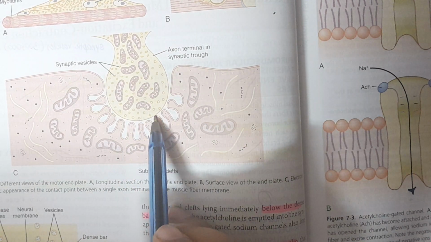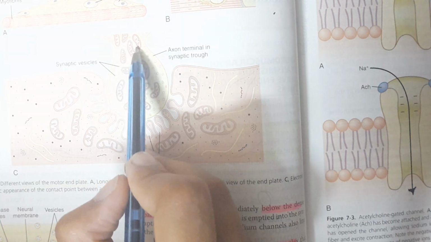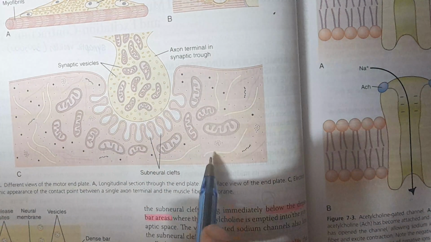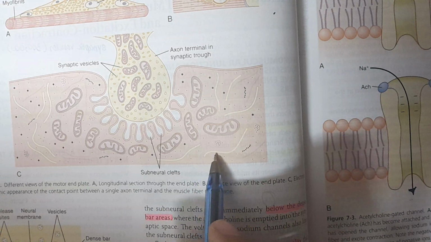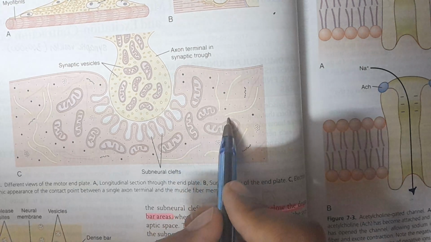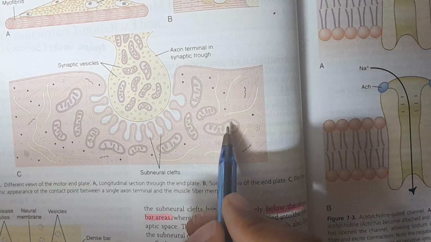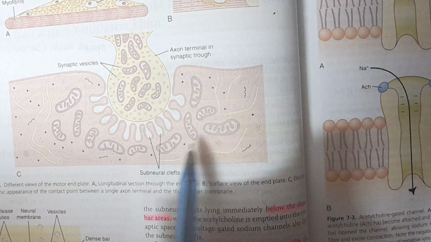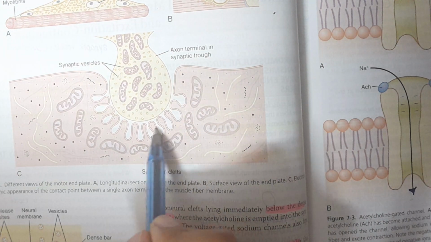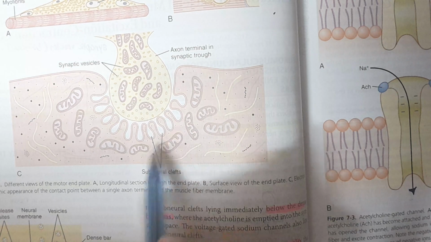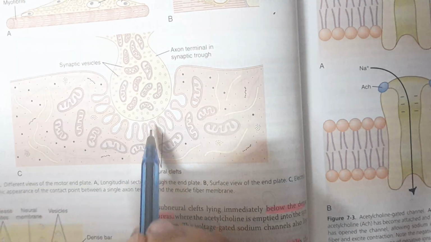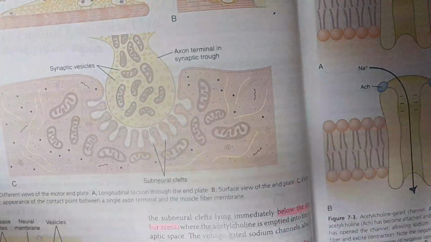Okay, in the axon terminal there are certain synaptic vesicles, and in this region, the postsynaptic membrane, we have a lot of mitochondria. I will tell you why the mitochondria are important. Now, these clefts that are produced in the gutter are known as subneural clefts. Sub means below, neural means neurons. So below the neurons there are these clefts.